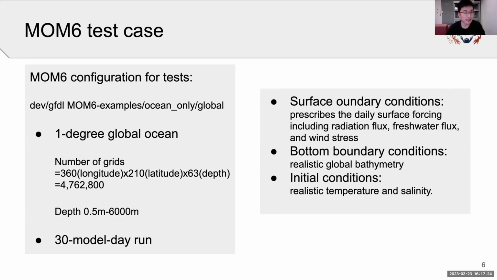We chose one of the test cases provided on GitHub. That is a 1 degree global ocean. The number of grid points is around 4,000, and the depth is from 0.5 meters to 6,000 meters. We run it for 30 model days for the performance test. For the surface boundary conditions, it's prescribed, a fixed atmosphere fluxing to the oceans, and the bottom boundary condition is the realistic global bathymetry. For the initial conditions, we choose realistic temperature and salinity.